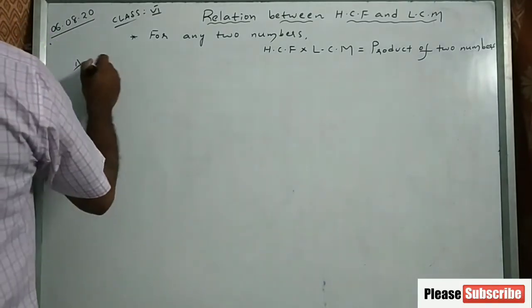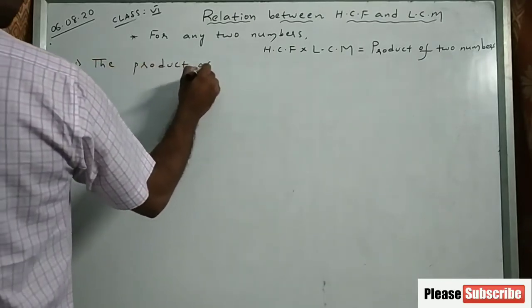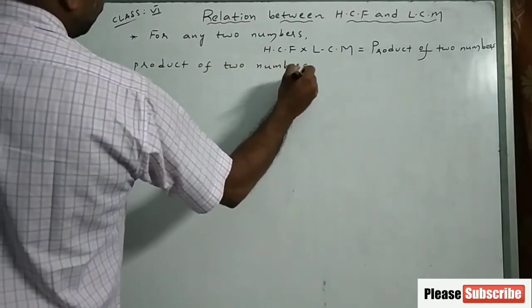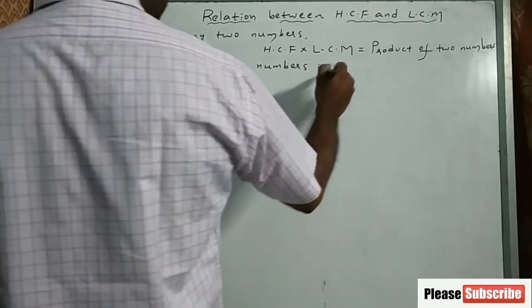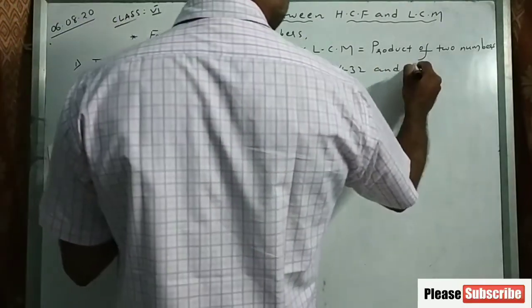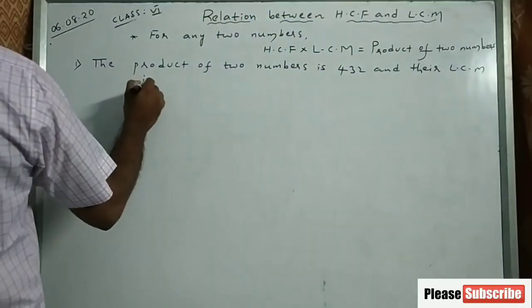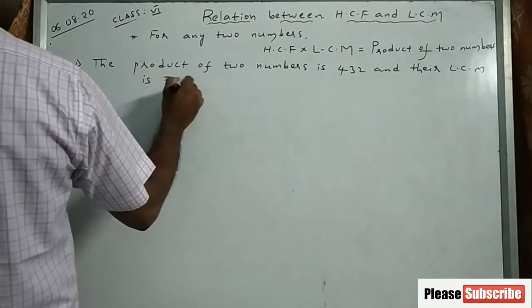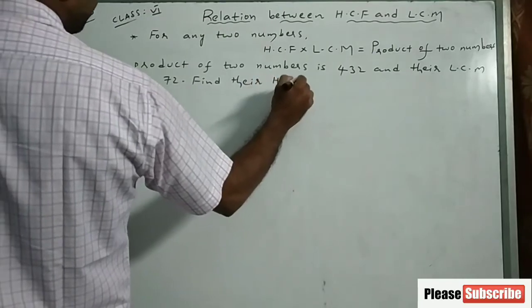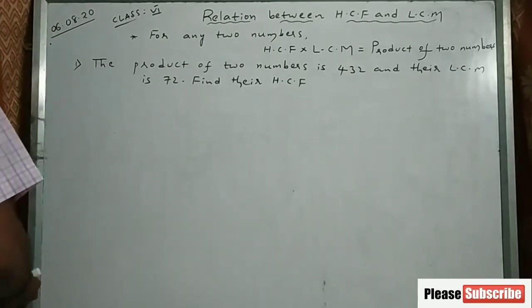The product of two numbers is 432 and their LCM is 72. Find their HCF. Okay, we will see the solution.